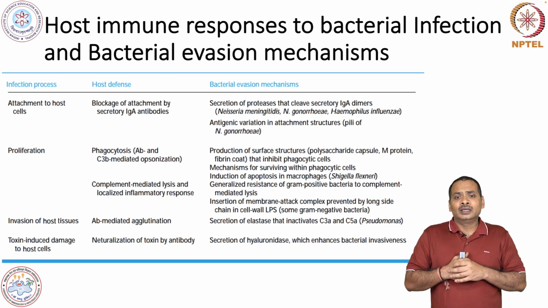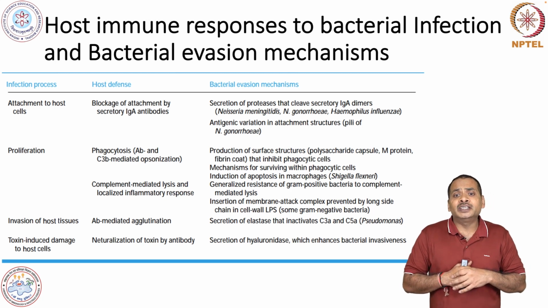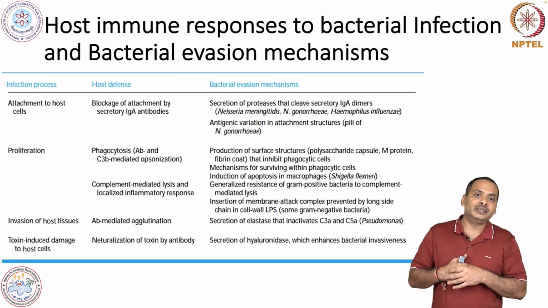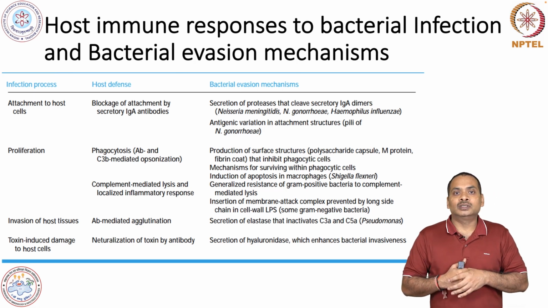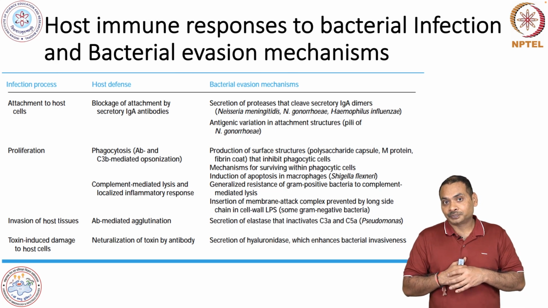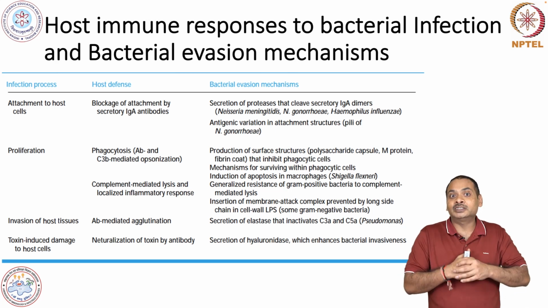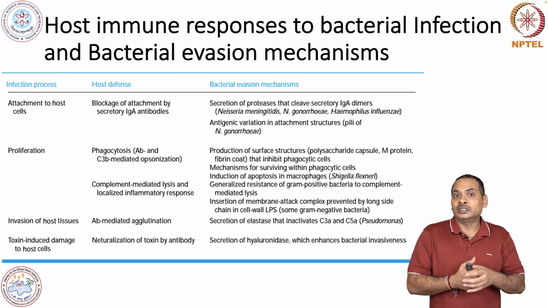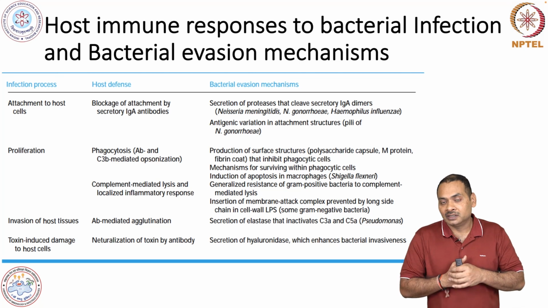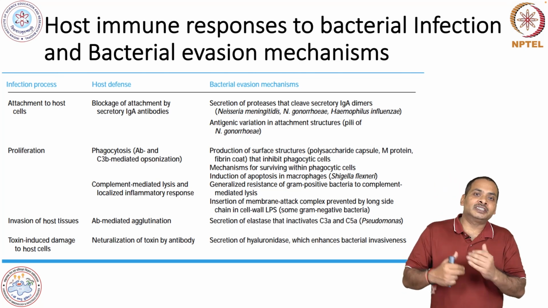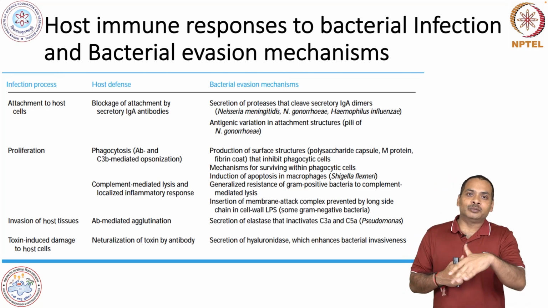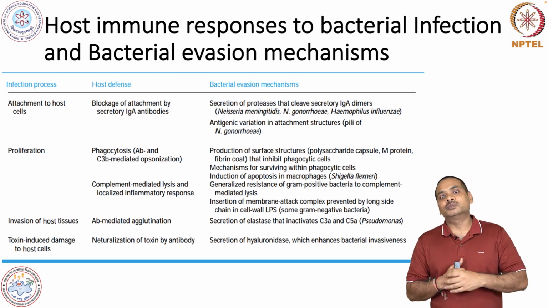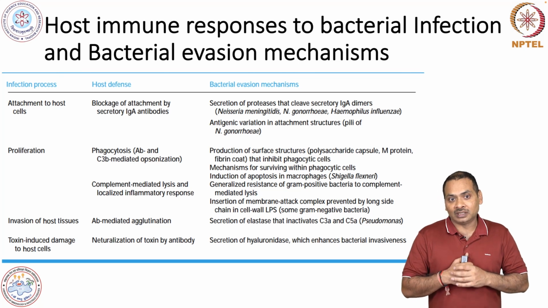Another is antigenic variation in the attachment structure, that is pili, for example of Neisseria gonorrhoeae, okay. They make changes in this protein, the proteins involved in making this pili. So, once they make the changes, they can evade the antibody-mediated response, and in that way they can very easily hook up to the host cell.